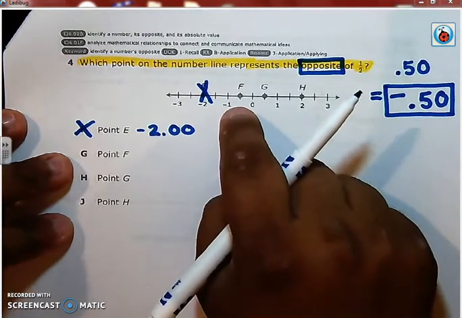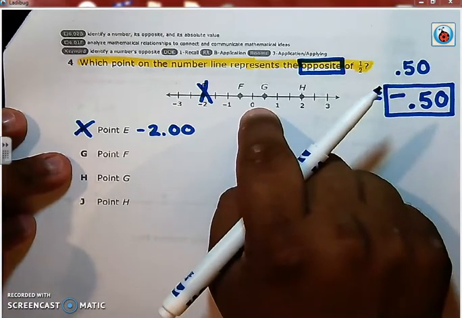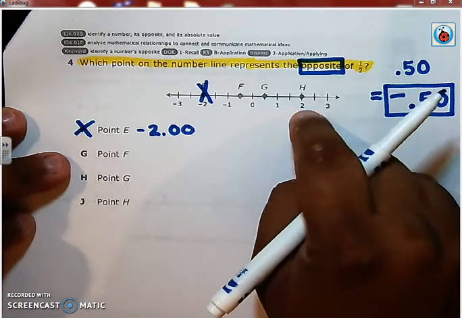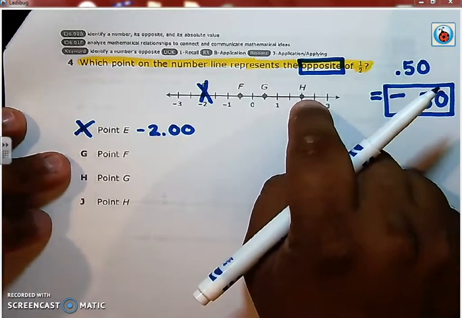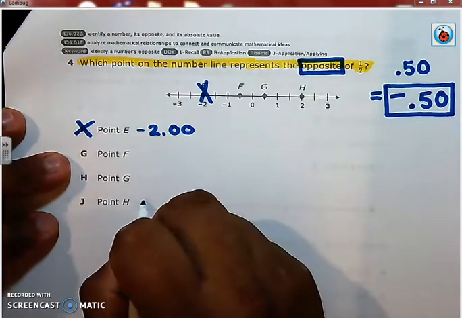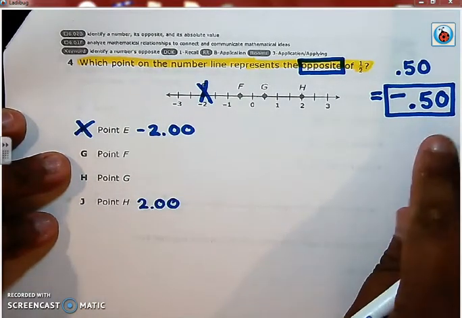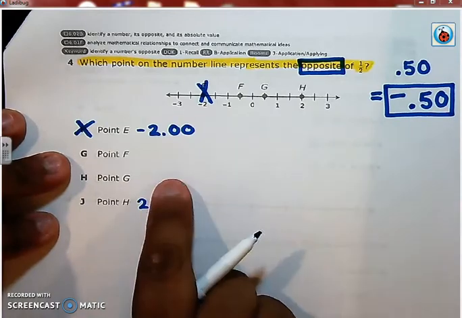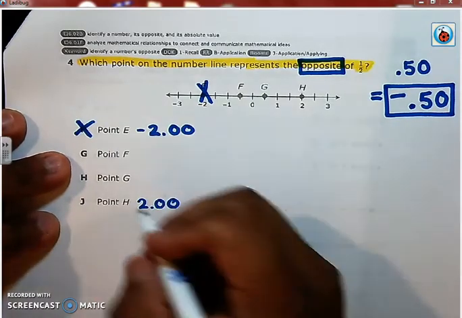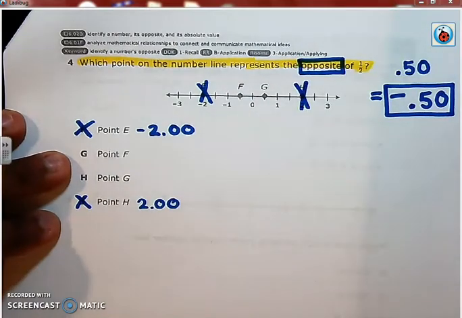The next one, here's in the middle of 0 and -1. Here's in the middle of 0 and +1. And then H is right on the line. So H represents 2 or $2. And it's positive. So again, 50 cents is not the same as $2. So J is gone. Point H is gone.